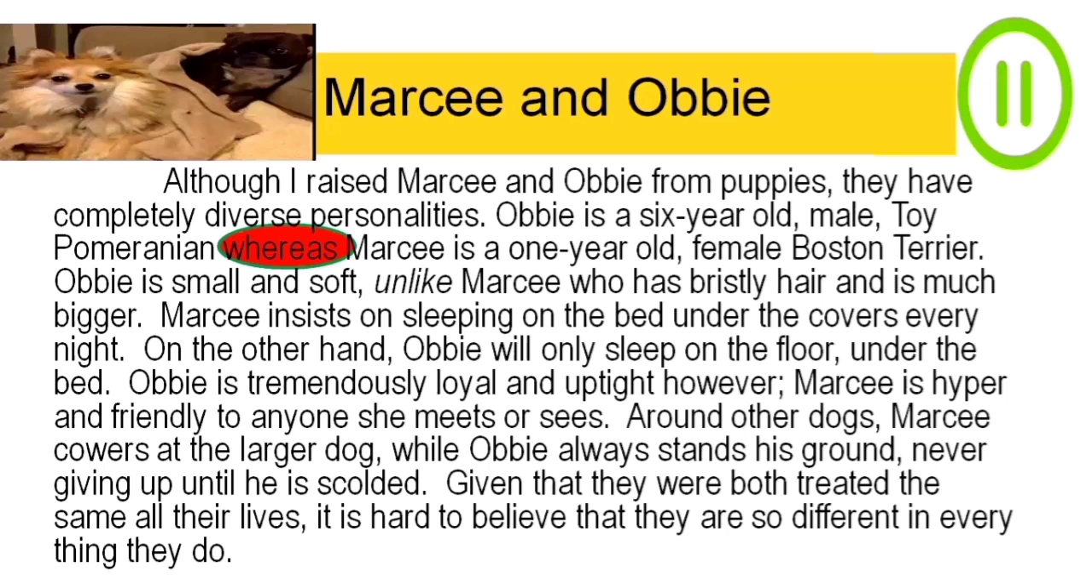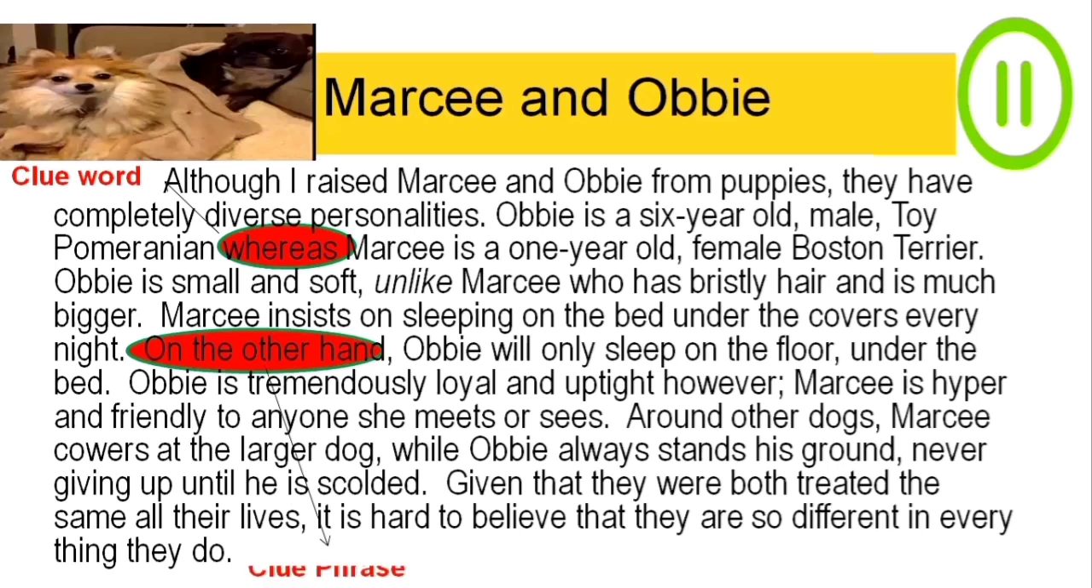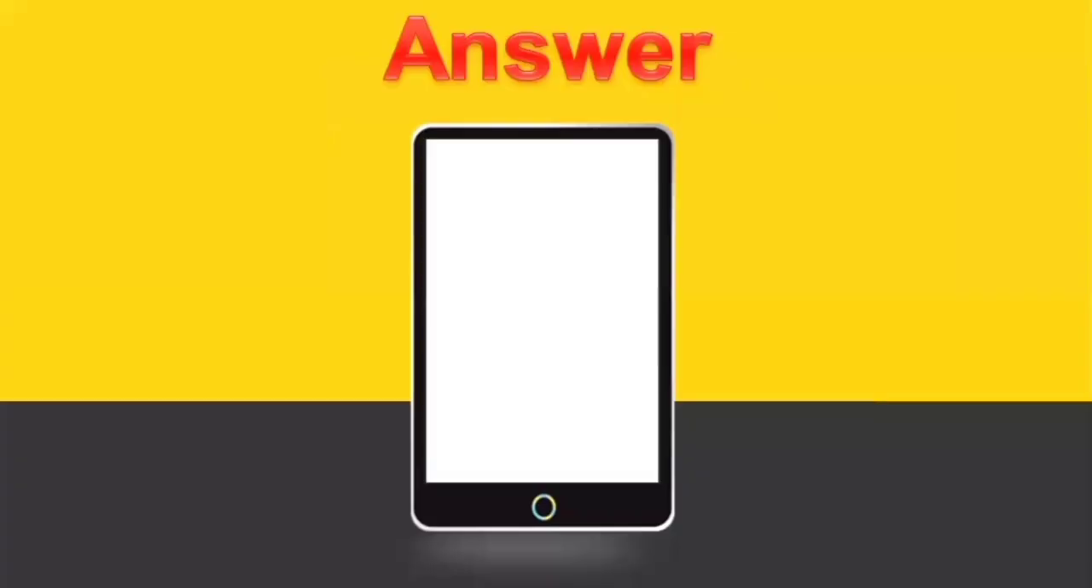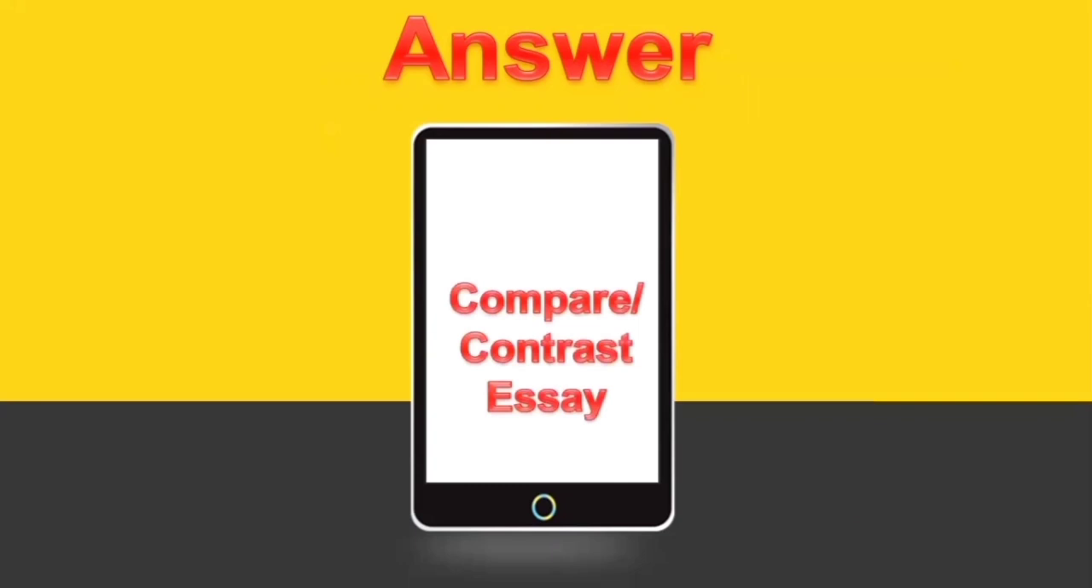Now, the first clue we see is the transition word, our clue word, whereas. Let's look for our other clue. We have a transitional phrase here. On the other hand, all of these clues are leading us to the type of essay that we see here. Our final clue is the word different. This is our clue word, and when we put these clues together, we determine that the passage Marcy and Obi is our compare/contrast essay. Great job, students.